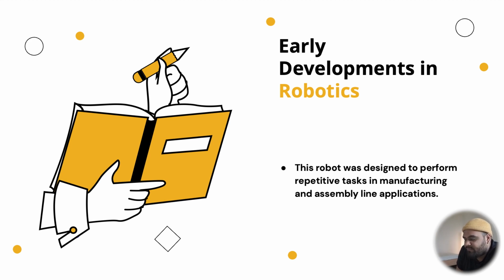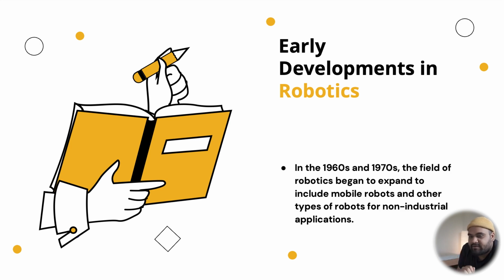The robot was designed to perform repetitive tasks in manufacturing and assembly applications. Now, you can clearly see what we did: we developed from something which was repetitive, and we removed the repetition and added a machine to do that. That machine gave us the ability to build better solutions and better systems as well. And that's where it all started.